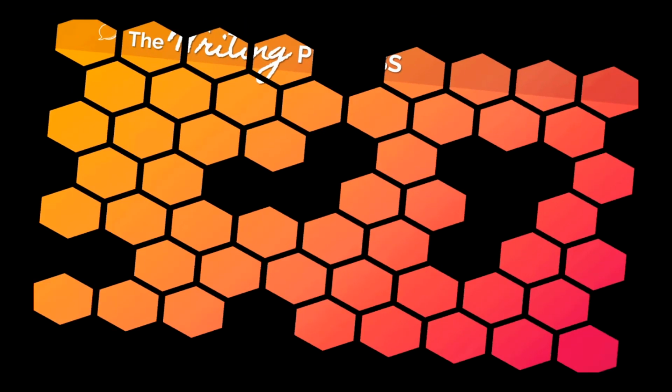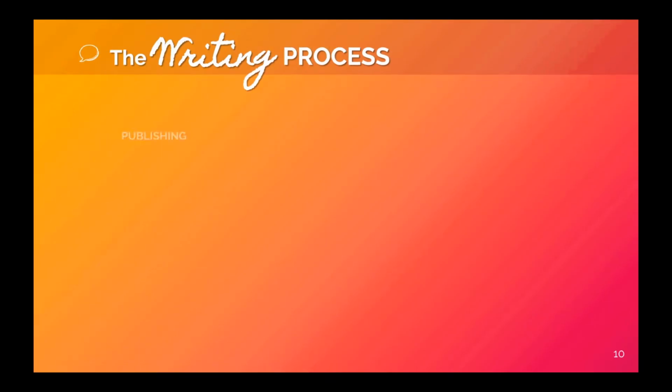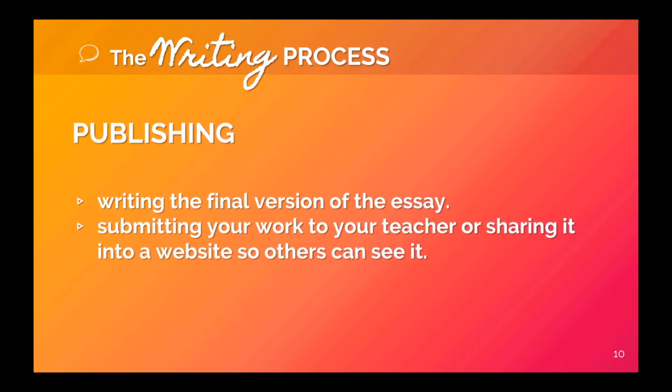And then after you have edited and proofread your paper, now you can publish it, or make the final version. Write the final version of your essay, and of course later on submit it to your teacher or share it on a website so others can see it. So again, those are the steps in the writing process. We have the pre-writing stage or the planning stage. We have the drafting, or the writing of the first version of your essay. And then we have revising, where we review the content of your essay. And then we have proofreading and editing, where we correct the technicalities of your paper. And then finally publishing, where we make the final version of your essay.